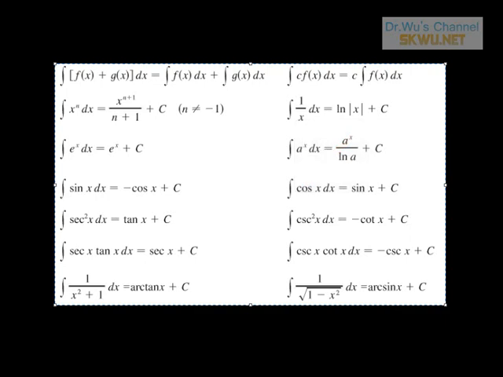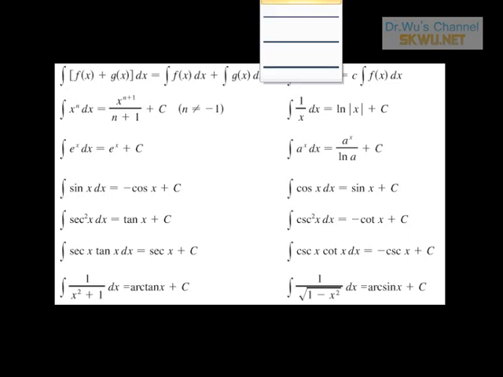We are going to talk about basic trigonometric integrals. To understand this, we need to understand the basic formulas. We need to memorize some formulas in our mind so that we can apply them during the exam. For example, this one is a very simple formula in here.